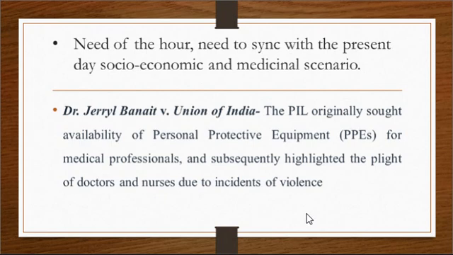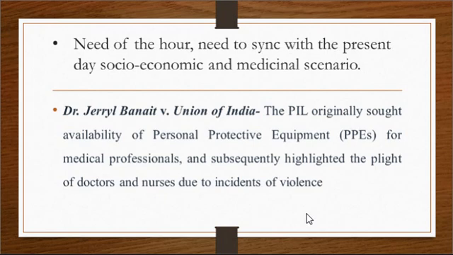So basically, this public interest litigation sought availability of personal protective equipments for medical professionals, and it highlighted the plight of doctors and nurses due to incidents of violence, right? Because when this pandemic happened, we have seen that the doctors, the nurses, the healthcare personnel faced a lot of violence by the patients, maybe by the relatives of the patients. So there was a need of the hour to protect the doctors, nurses, and the healthcare personnel.